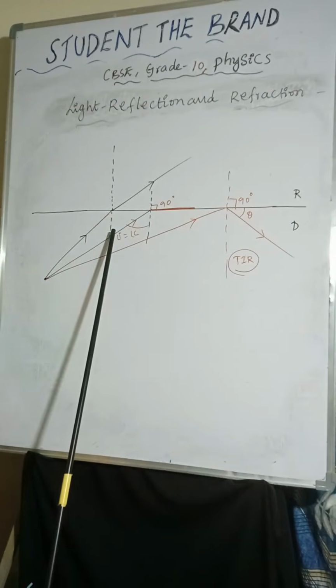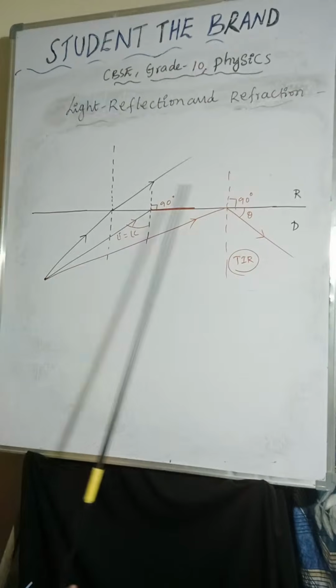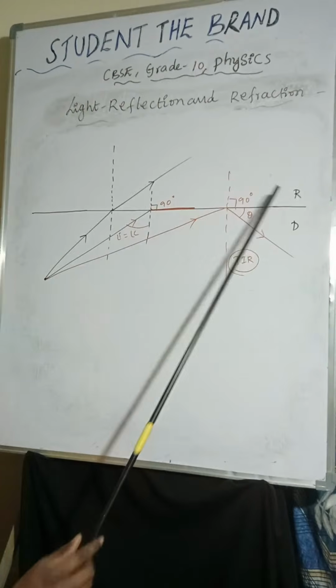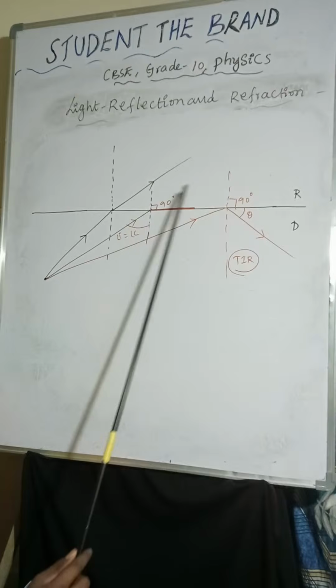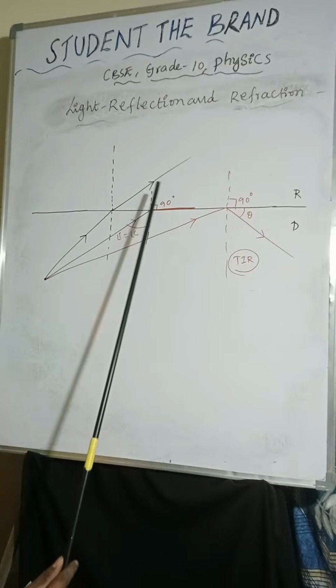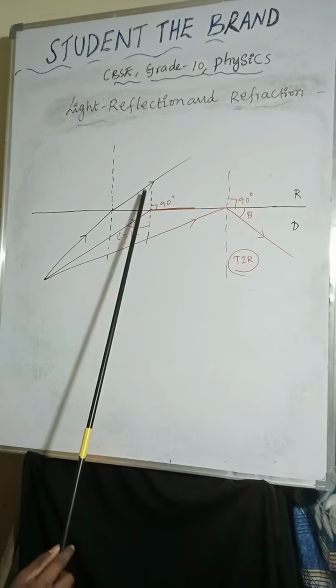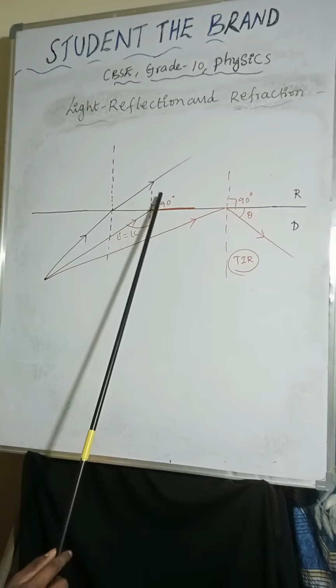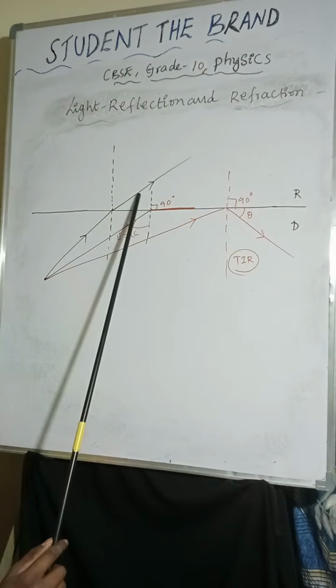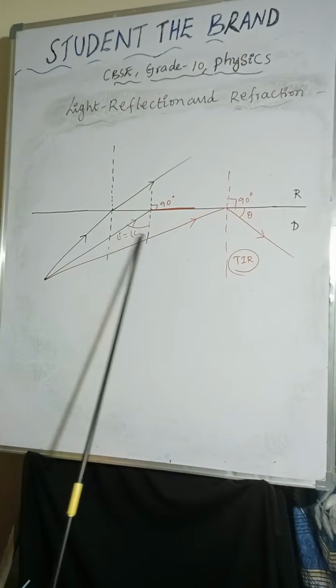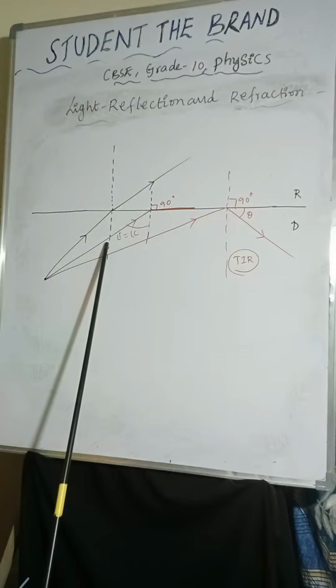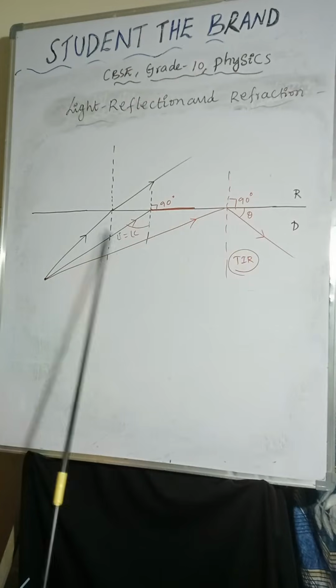Okay, so here this is the incident ray, coming from denser to rarer. This is the normal line. In the rarer medium, the refracted ray makes 90 degrees with the normal line. Then this angle is called the critical angle.